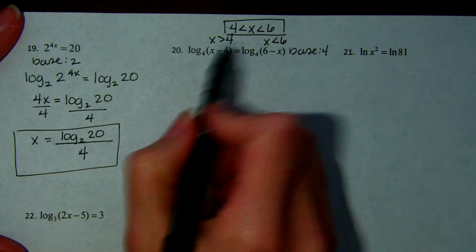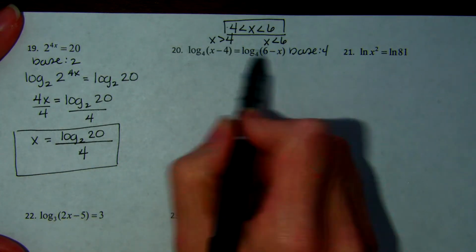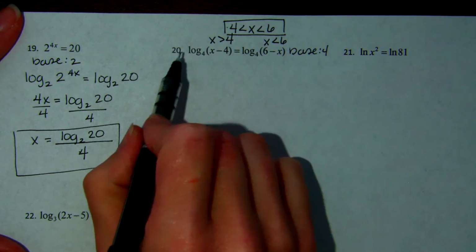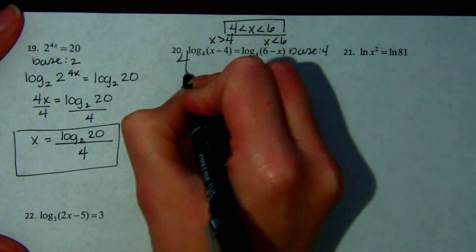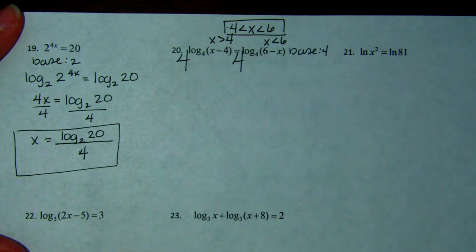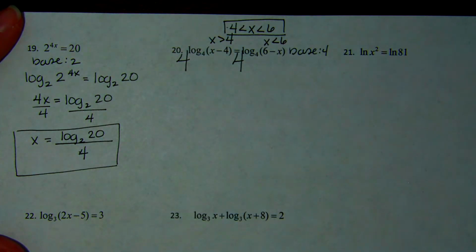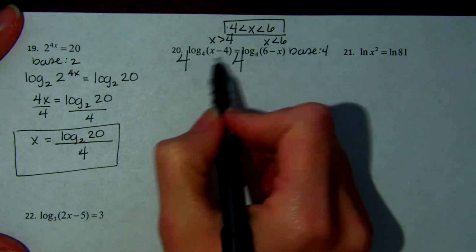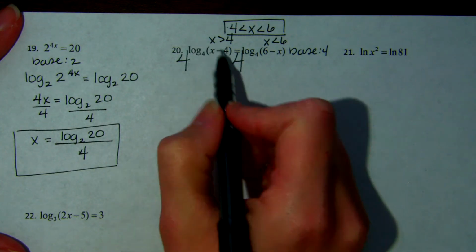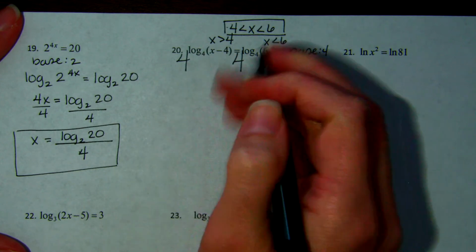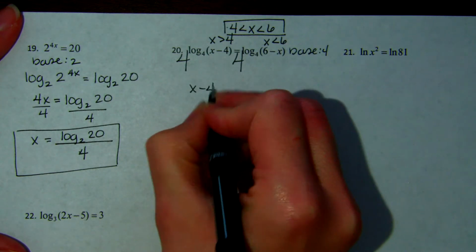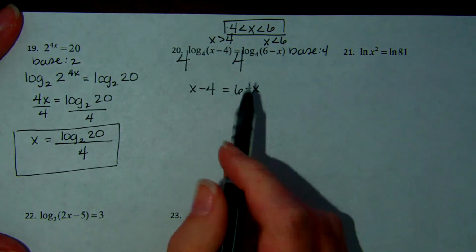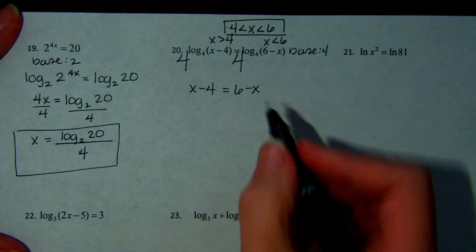Now, I've established that the base is 4. To get the x minus 4 and the 6 minus x out of the parentheses, I have to make them both an exponent on a base of 4. So I write big 4's, one on each side of the equal sign. And what that does is it allows this x minus 4 to come out of this log expression. So this simplifies to just x minus 4, and this side simplifies to 6 minus x. And then we're going to solve for x.